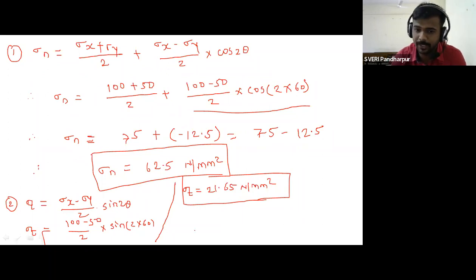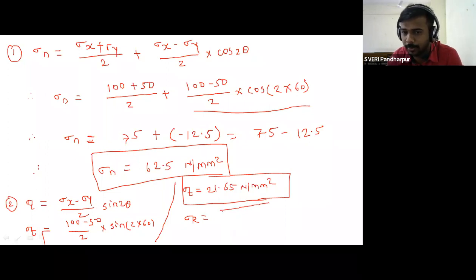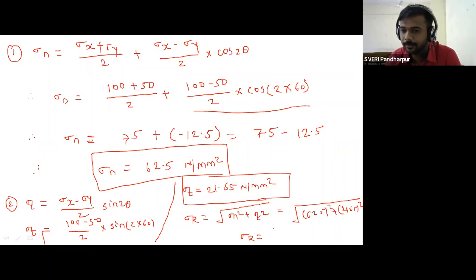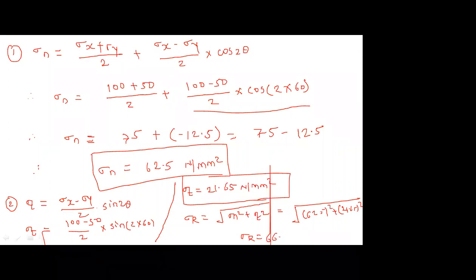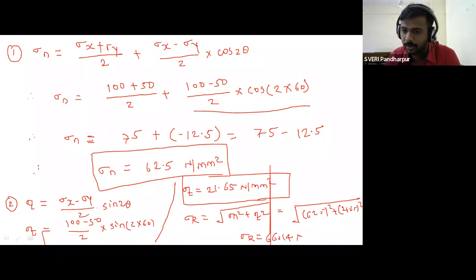Now, if both are calculated, then go for the sigma r. Sigma r is equal to, we are having the formula resultant of normal and tangential. So square root of sigma n square plus sigma t square, which is equal to 62.5 bracket square plus 21.65 bracket square. So what is sigma r? 66.14 Newton per mm square.